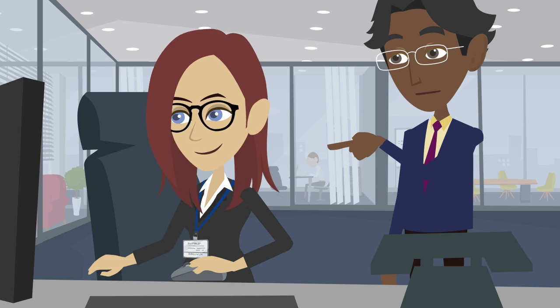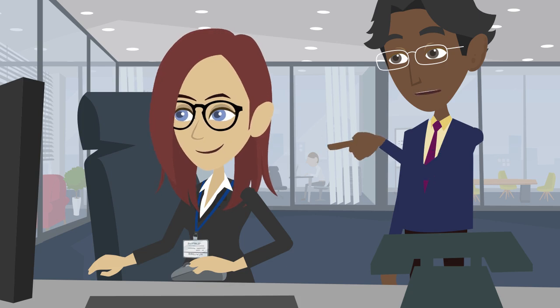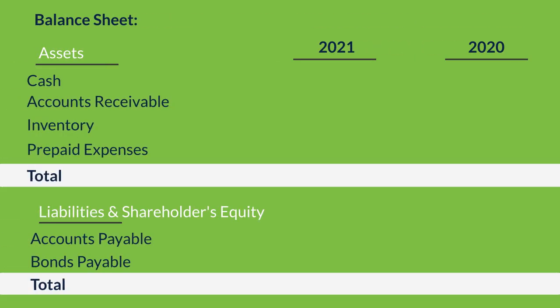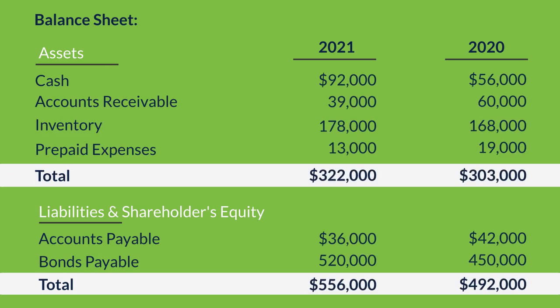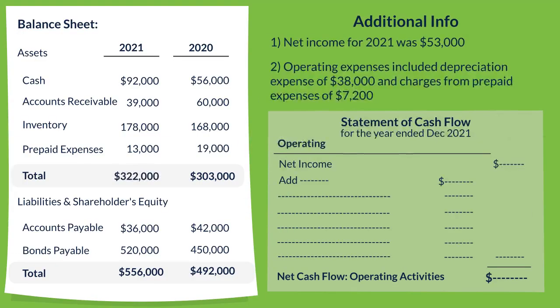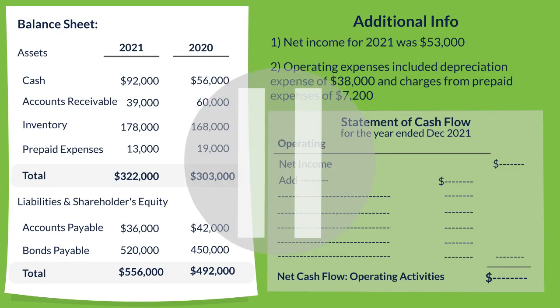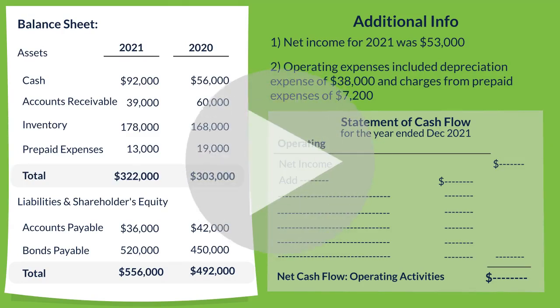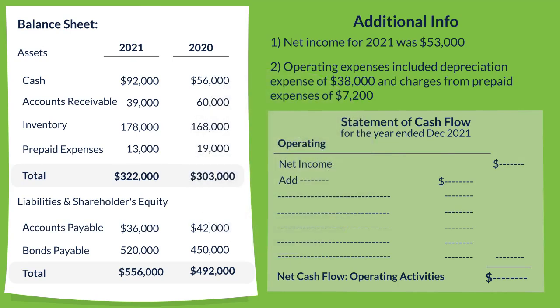It is now time to create the statement of cash flow for Lilylime. Let's begin by retrieving some information from the balance sheet. Your job is to now prepare a statement of cash flow for just the operating activities for the year ended December 2021. Pause this video to work on this exercise and play again to see the solution.